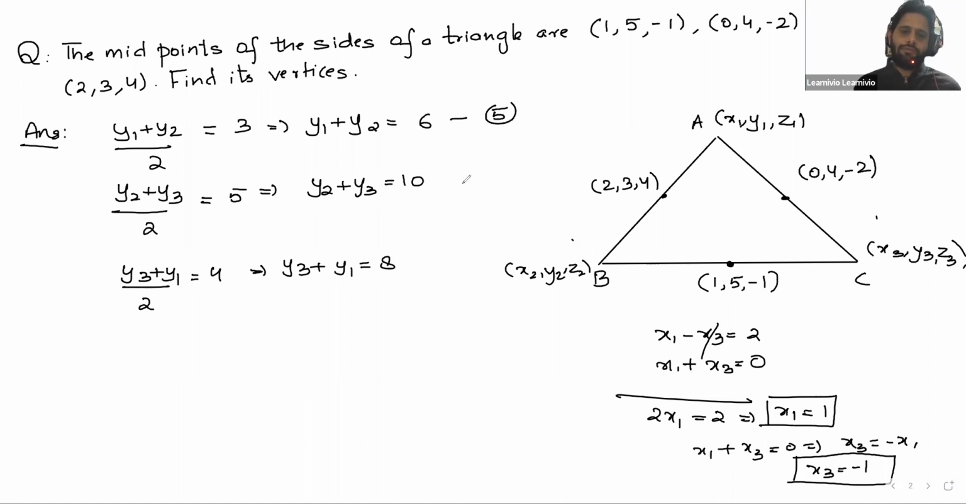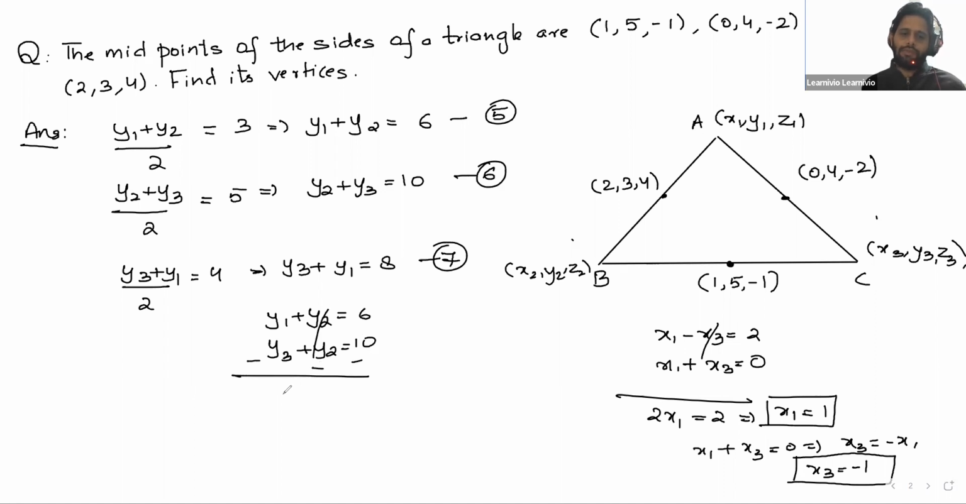Let this be equation 5, this is 6, and this is 7. Again, solve 5 and 6. So y1 plus y2 is equal to 6. Next, we have y3 plus y2 is equal to 10. Now, this is cancelled out. y1 minus y3 is equal to minus 4.